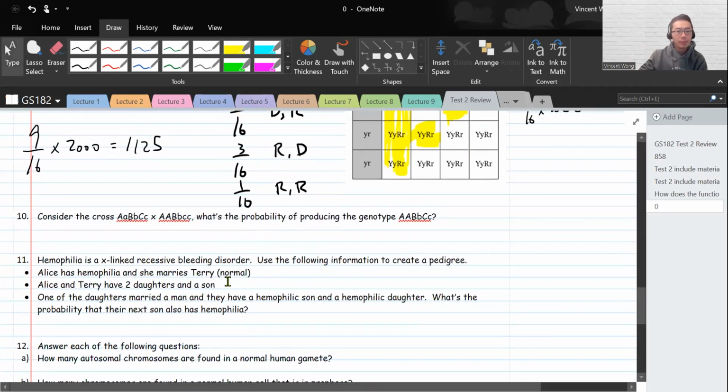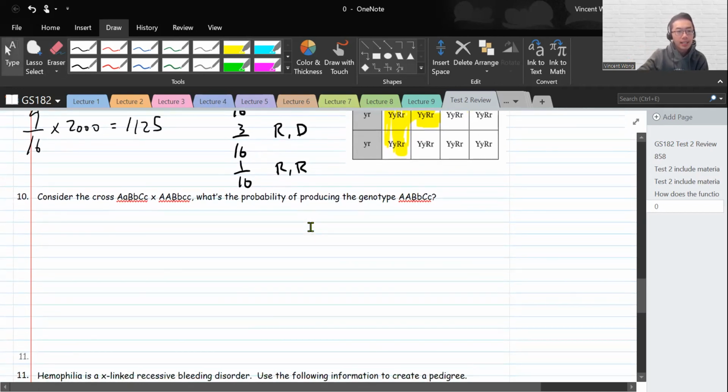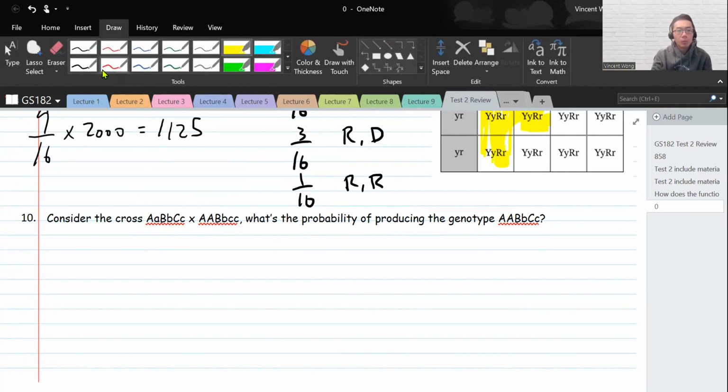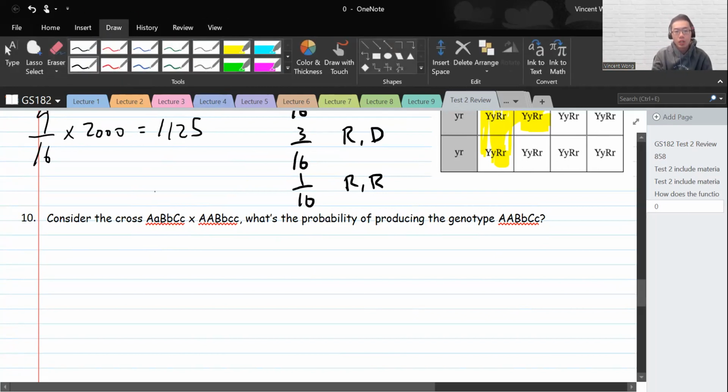All right, now this is another one that gets people all tied up in a knot. Consider the cross, this and that. Okay, what's the probability of producing that genotype? Okay, we did this in class. Actually, it's one of those poll questions, but let's go through it again, right? We have 3 separate genes here, and if we do the Punnett square, it's going to be too much, right? It's going to be like 8 by 8, which is 64 squares, right? So instead of doing that, we are just going to do each gene separately. We'll do the A's, we'll do the B's, and we'll do C all separately.